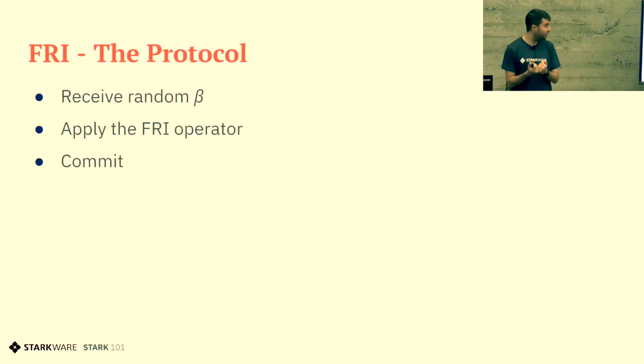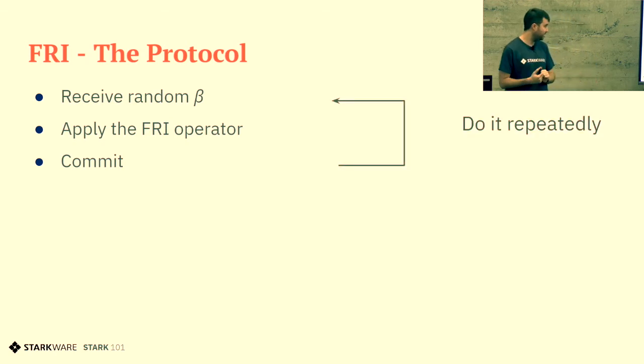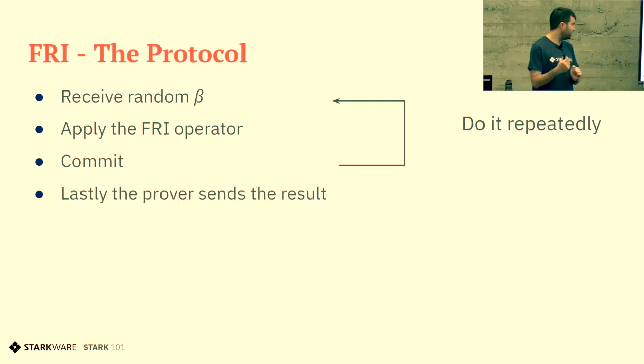First, let us have a look at the protocol. At first, we receive a random beta, which I will explain later. Then we apply the FRI operator, and we commit on it. We will do it repeatedly again and again until we reach a point where we can just send the result to the verifier. In a short time, I will explain how the FRI operator operates, but this is the protocol. What we are going to do now is to understand the protocol and how it operates.